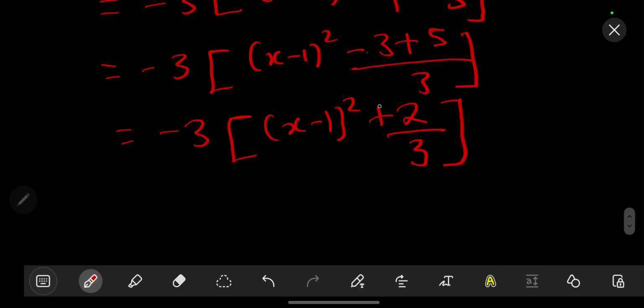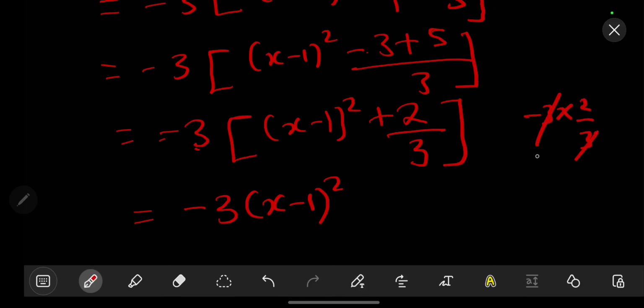Then as long as you have converted it to this form, now multiply this value throughout. So negative 3 times this, it will be outside negative 3. Then we have x minus 1 squared, negative 3 by 2 over 3. It will give us a negative 2 like that. So we have minus a 2 like that.